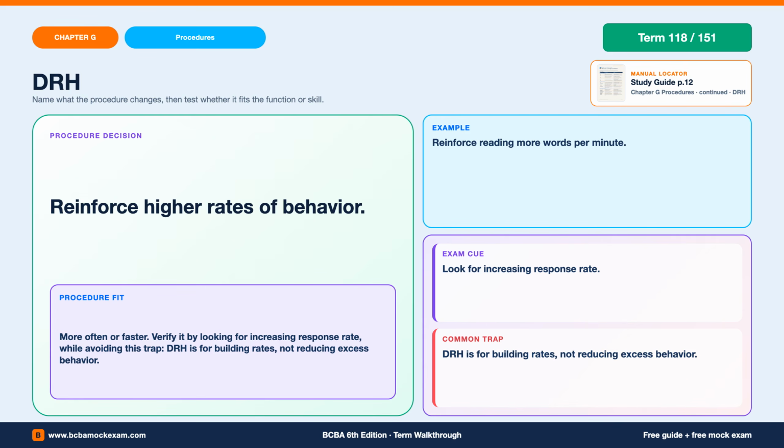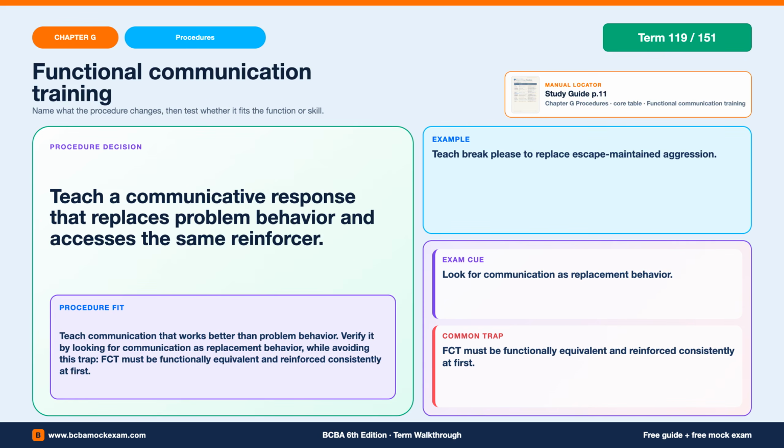Hold on to this version, more often or faster. Before moving on, ask whether the goal is to increase a low-rate desirable behavior. Functional communication training. FCT teaches a communication response that accesses the same reinforcer. A common wrong turn is picking a polite phrase that does not actually work for the same function. In plain English, it means teach a communicative response that replaces problem behavior and accesses the same reinforcer.